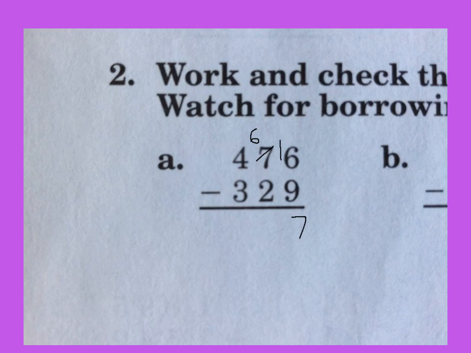Now we do 6 minus 2, that gives us 4. And 4 minus 3, that gives us 1. We get 147. Now that's our answer, but we need to check it. To check a subtraction problem, what you're going to do is add these two numbers together. When you add them together, whatever you get down at the bottom, it needs to be the same as what you had up here, which was 476.